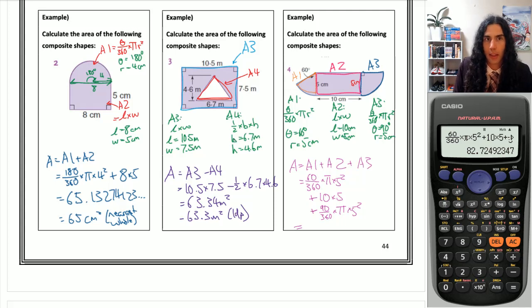I'm going to write the answer. I'll write the full thing: 82.72492347 dot, dot, dot. I'm going to just go nearest whole. 83. That's all in centimeters. Nearest whole. Ta-da! That's a whole scary page, right?